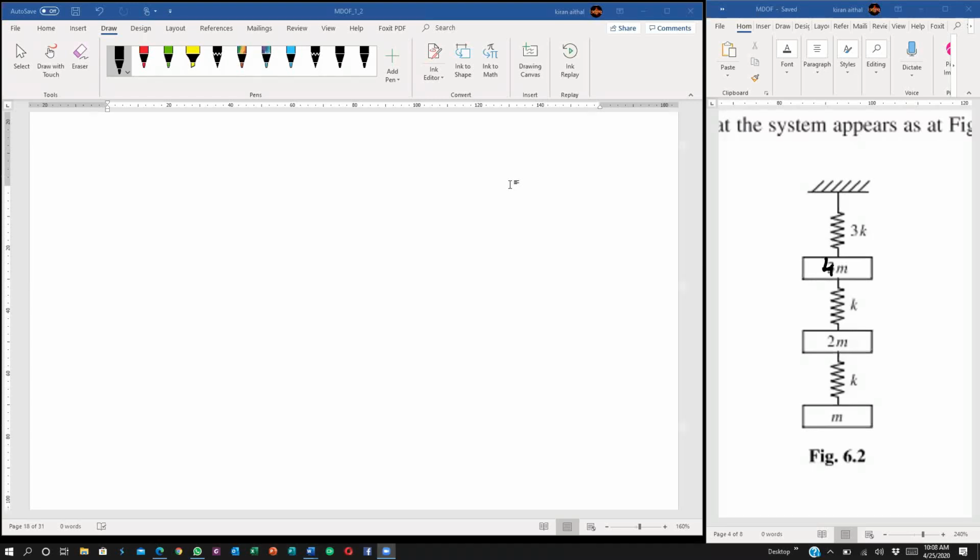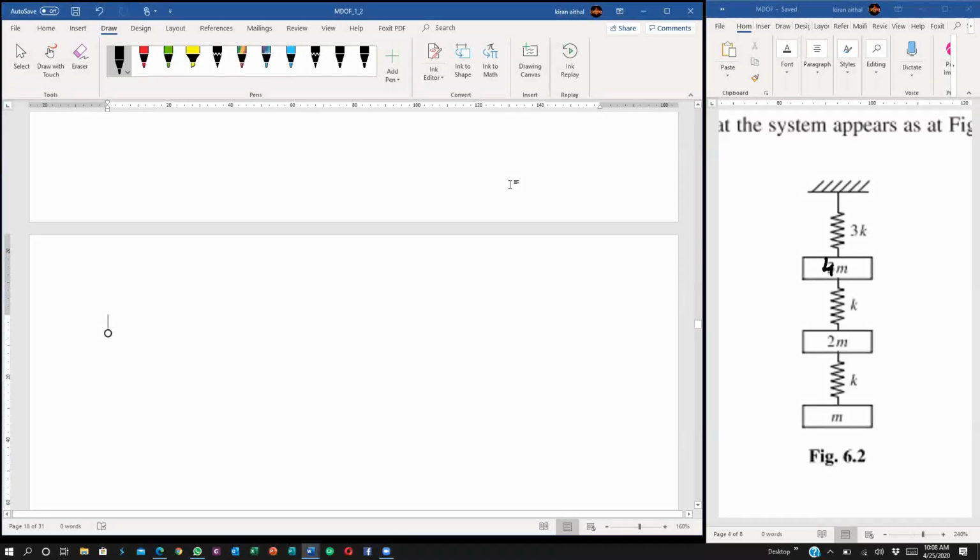So to start with, the first thing is we have to get the equation of motion. How to start? What is the procedure? You already know. We have got 3 masses, 1 DOF each, so automatically it becomes a 3 DOF system. When there is a 3 DOF system, the number of equations of motion I am going to get will be 3 simultaneous equations.